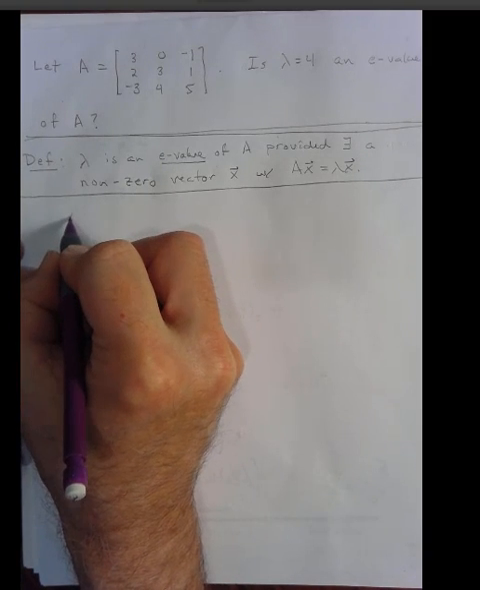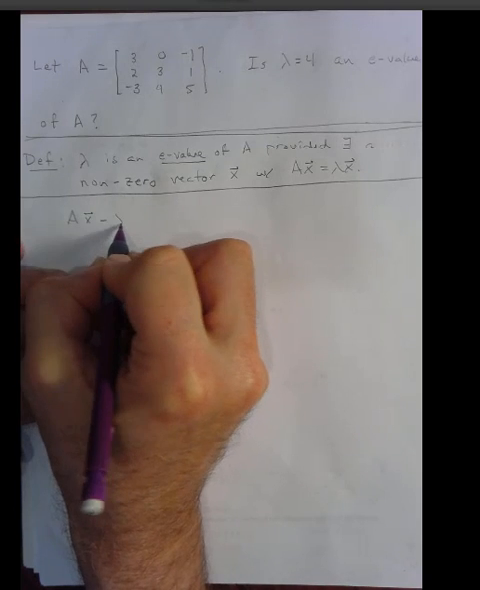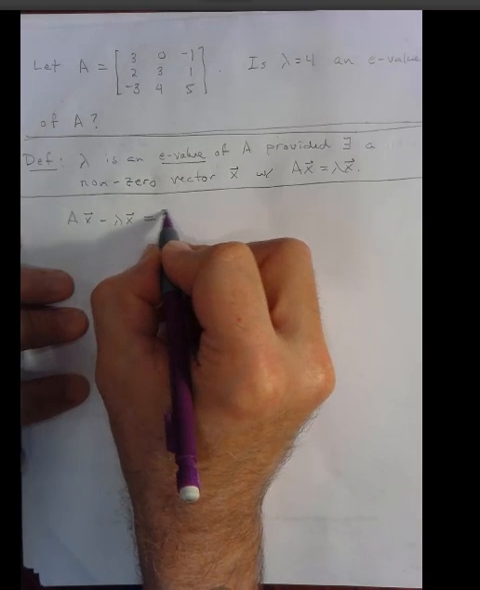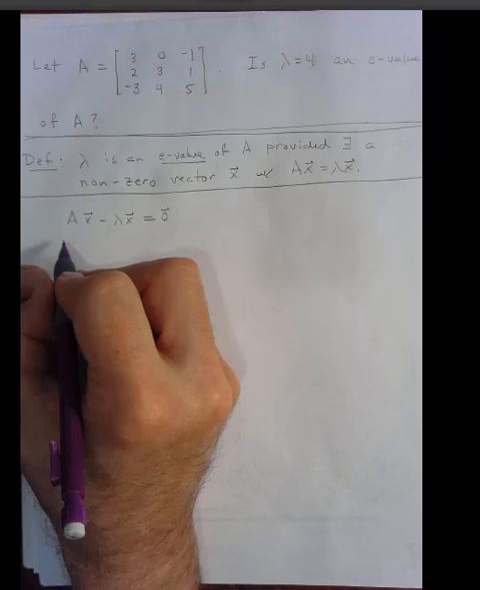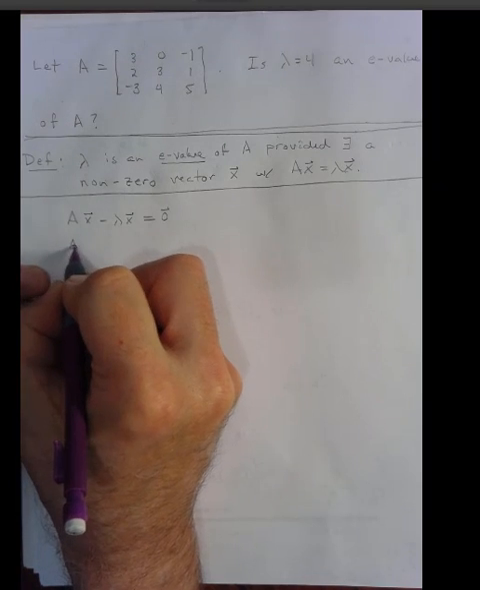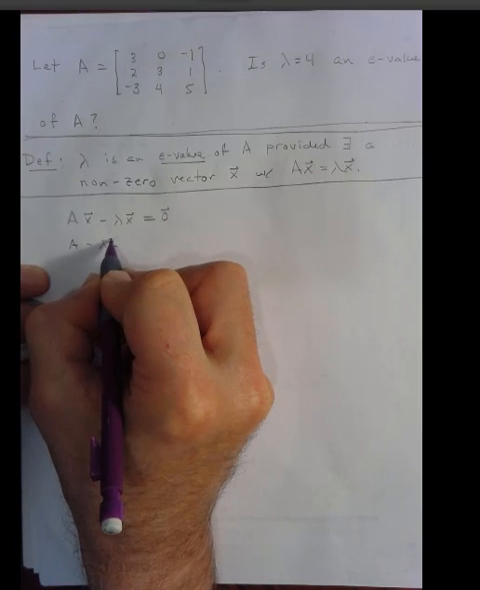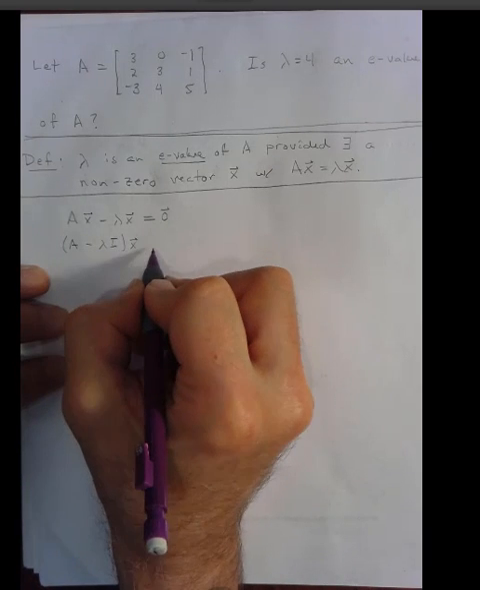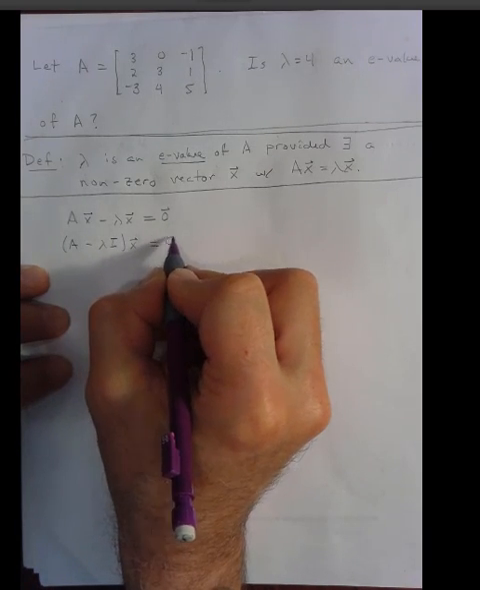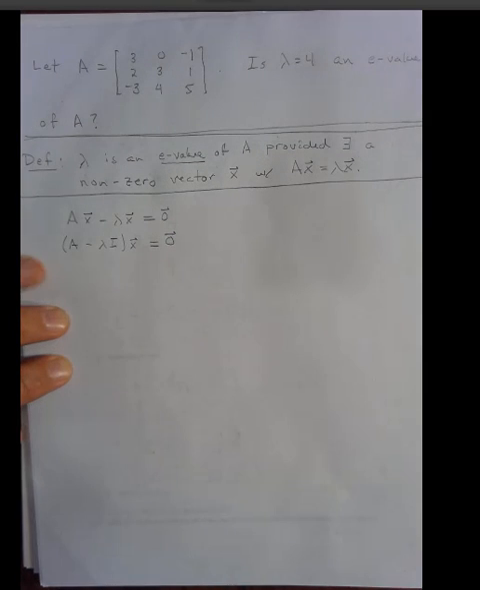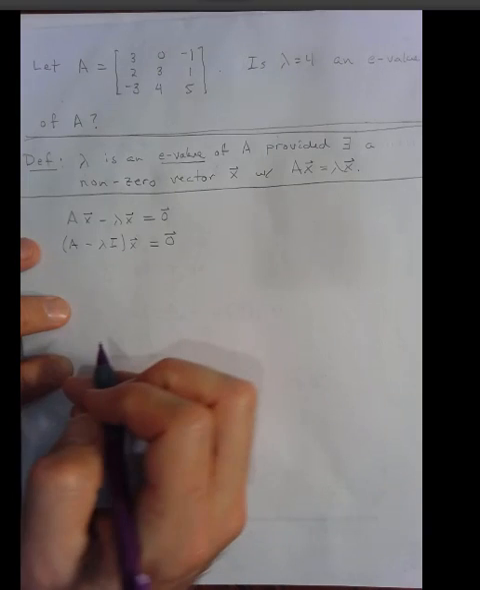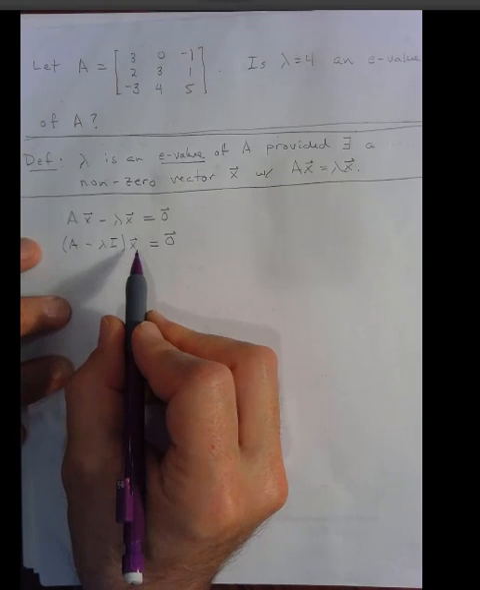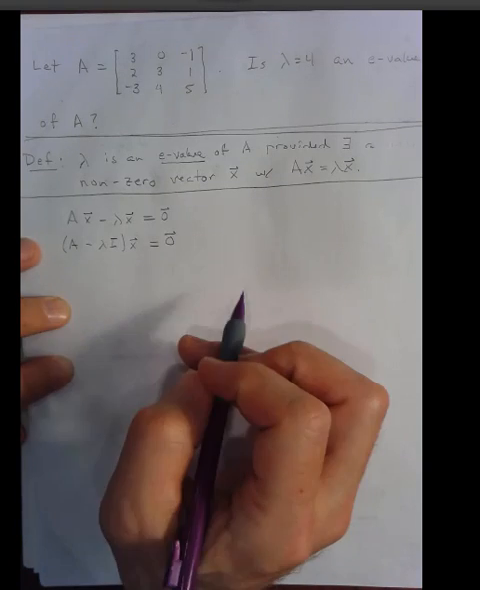Then I could also write Ax minus lambda x is equal to the 0 vector. Or A minus lambda times the identity matrix, that's the 3 by 3 identity matrix, times x is equal to the 0 vector. So in other words, I factored out the vector x. So what I'm looking for is a vector x that's a solution to this vector equation.